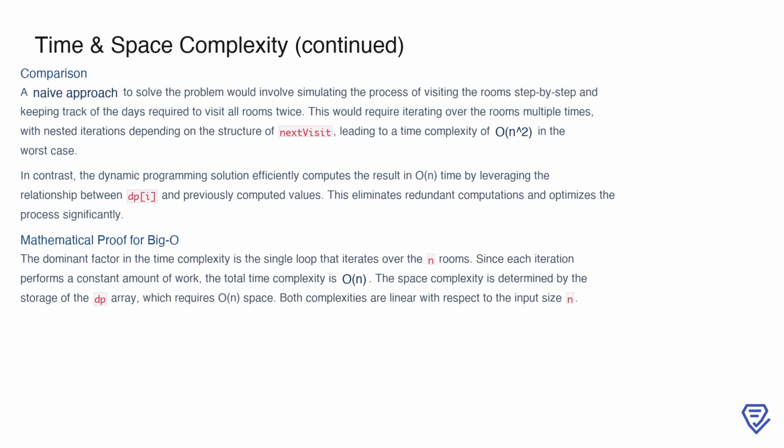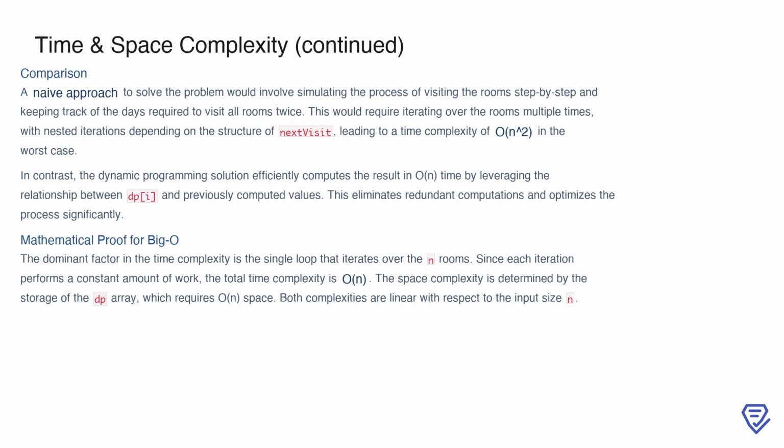In contrast, our dynamic programming solution avoids these inefficiencies by leveraging the relationship between DP[i] and previously computed values. This eliminates redundant calculations and reduces the time complexity to O(n). The mathematical proof for this big O analysis lies in the single loop over the n rooms, where each iteration performs a constant amount of work.